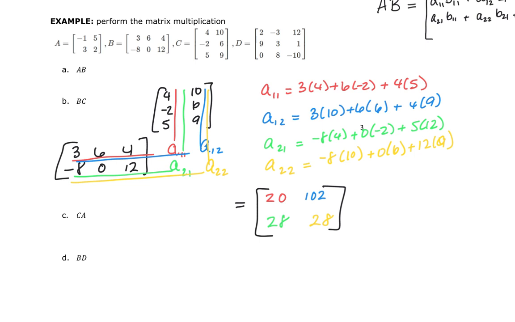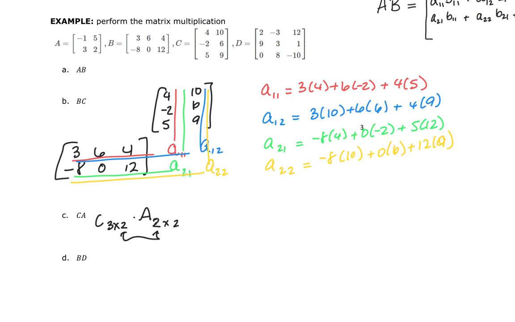So let's take a look at C and A. C is a 3 by 2. A is a 2 by 2, 2 rows, 2 columns. These two match. That means the answer will be of that size. So C multiplied by A will be a 3 by 2 matrix. And I'll let you all try that.